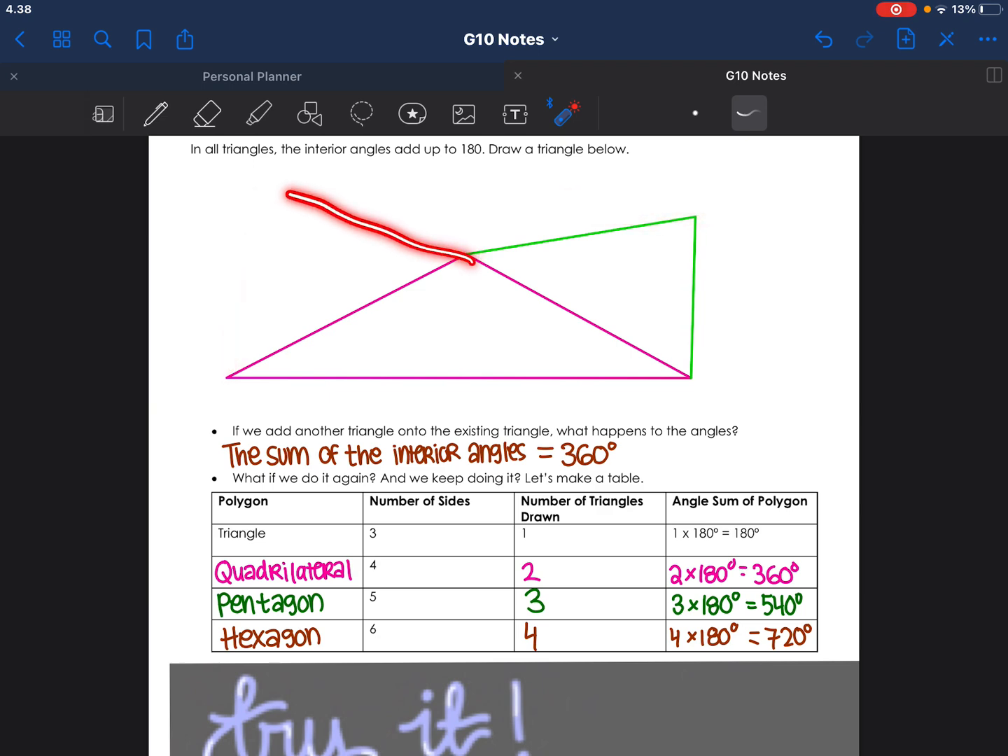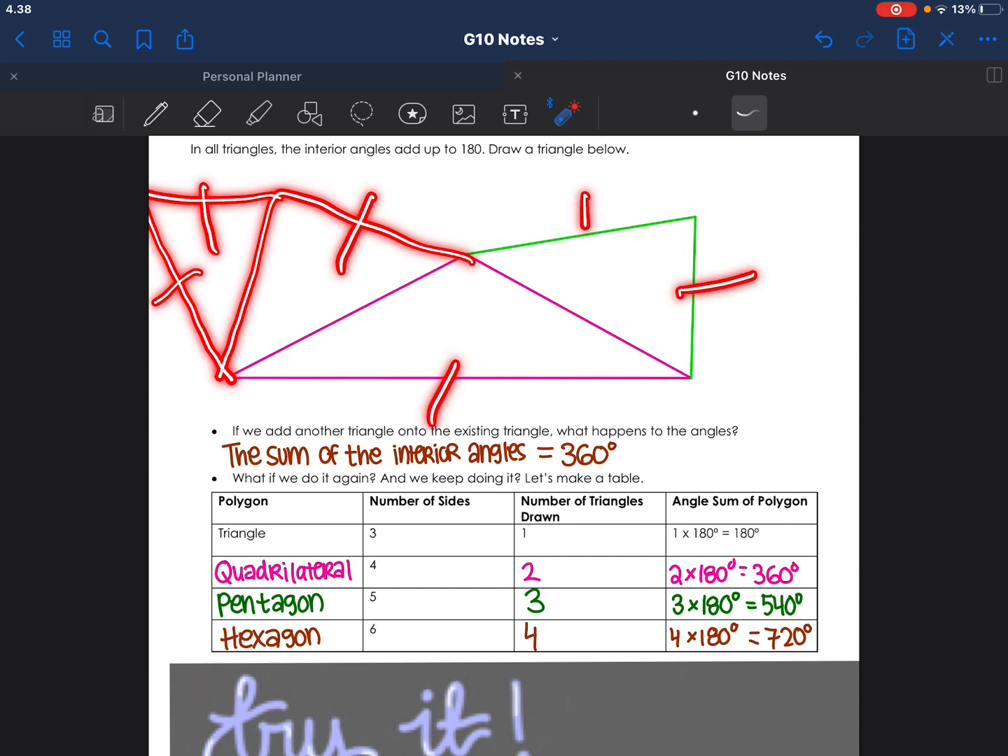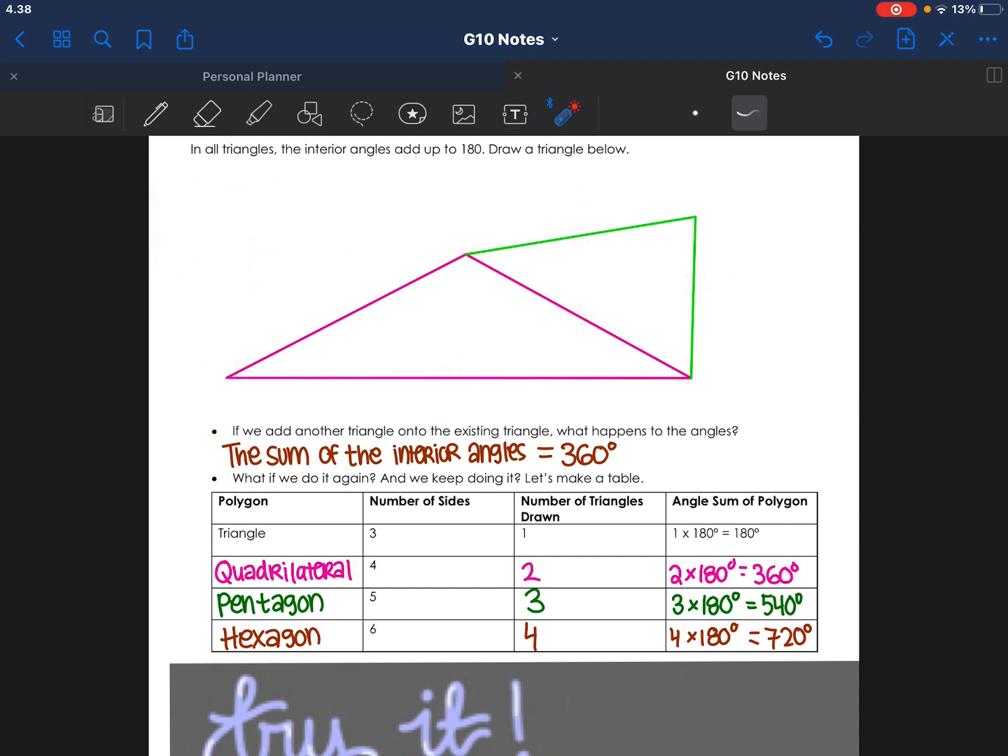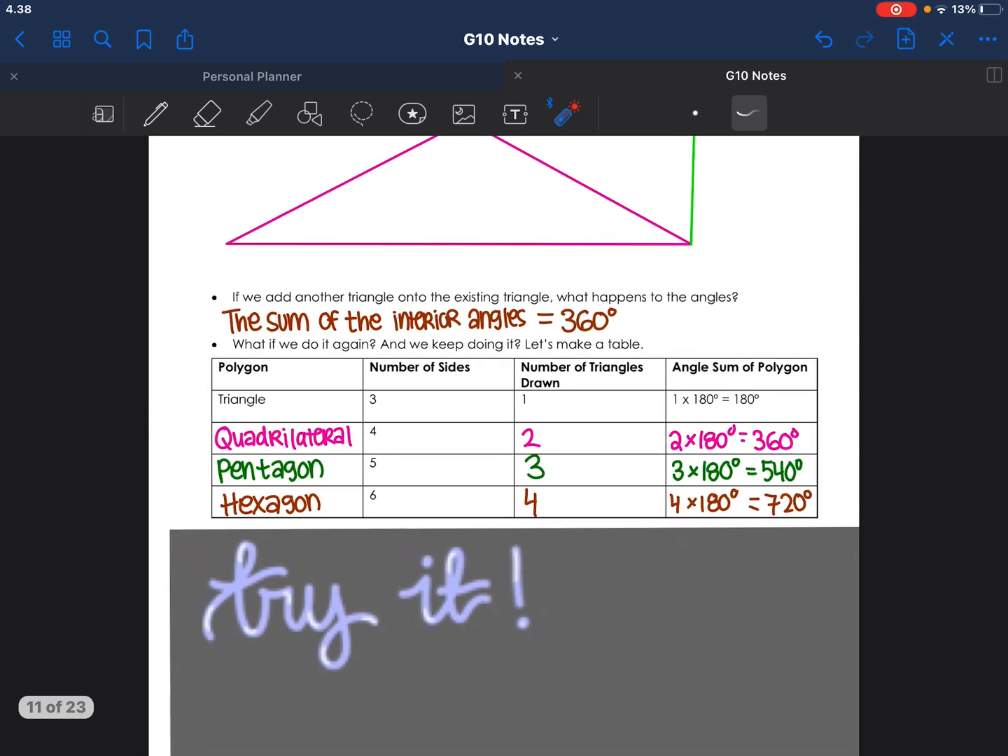Okay, we have 4 triangles. 1, 2, 3, 4, 5, 6. 4 triangles, and it has 6 sides. So again, if you have 4 triangles, just multiply by 180, right? 720 degrees. So by now I hope that you see a pattern here.